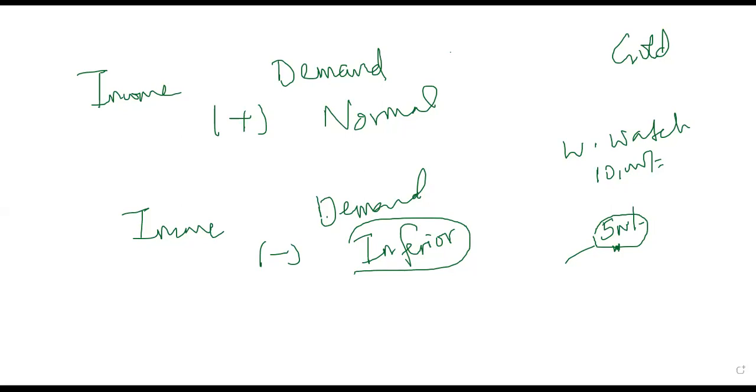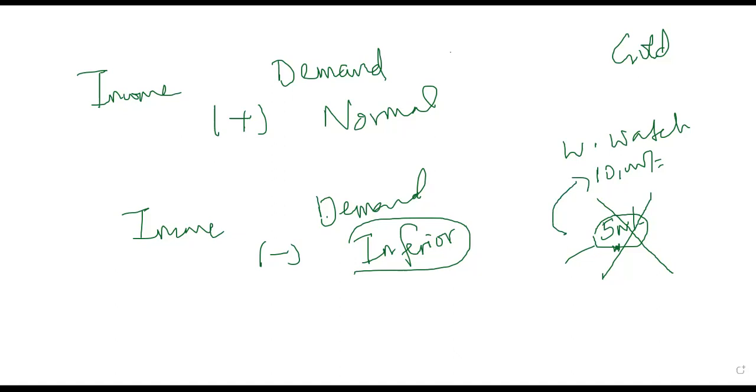Little later, his income increases. Then he is thinking like this, no, I have got a good income now. Hereafter, I don't want to buy this 500 rupees worth of wristwatch because I have enough money to buy a good product. So he will demand a better one. Correct? This is what we say inferior goods.